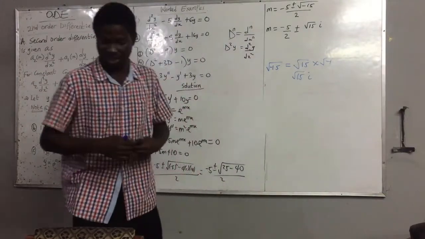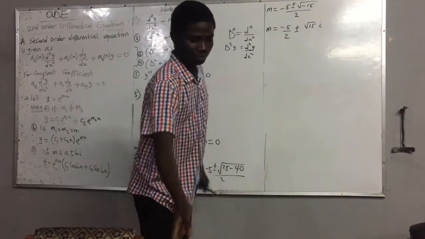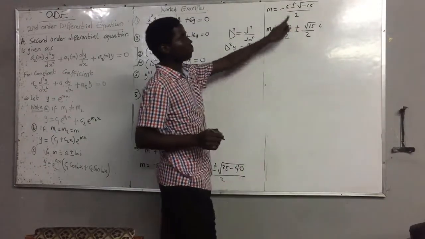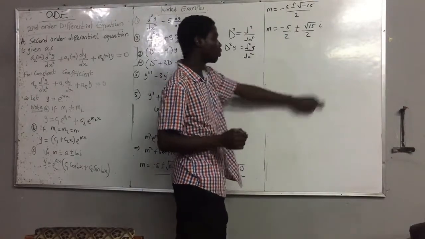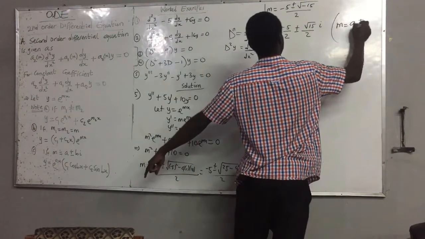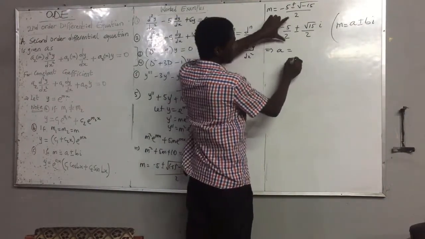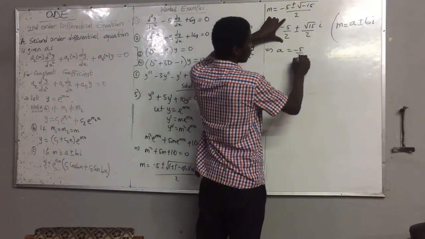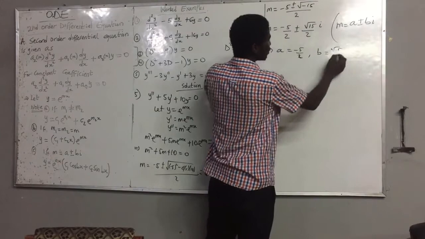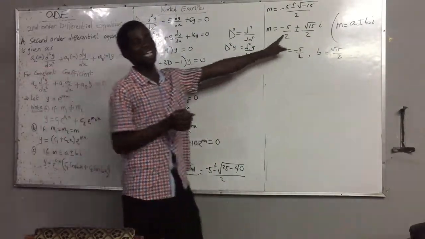Do you understand what I'm saying now? So that is what we have, all over 2. Minus 5 over 2 plus or minus square root of this one. If you look at it, it has conformed to what I'm talking about, m equals a plus or minus bi. So in this case, your a is minus 5 over 2, and your b is root 15 over 2.